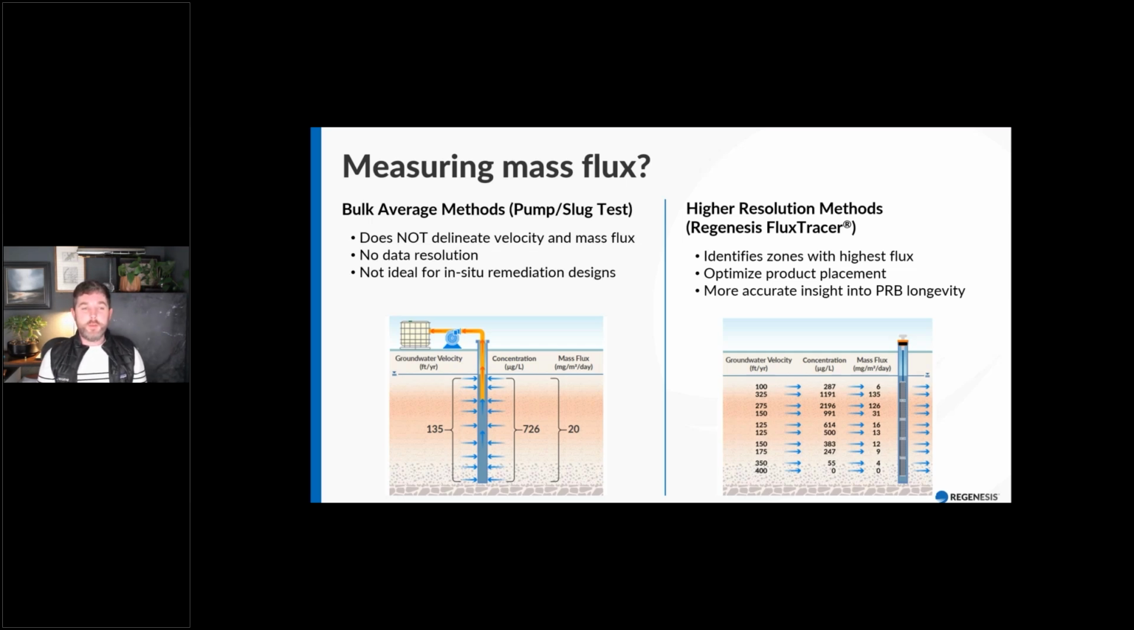If you look at the numbers here, so if you look at the example on the left, we're assuming a mass flux of 20 milligrams per square meter per day. Whereas if you look at where we have installed a hypothetical flux tracer, you can see that we're able to then just target the upper proportion of the aquifer.